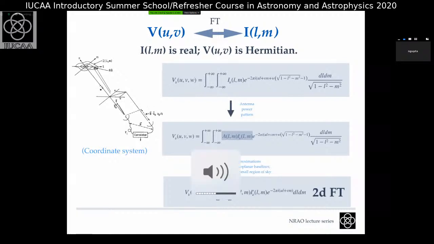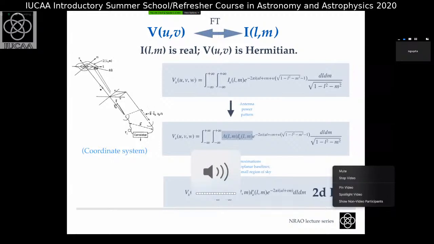And this expression, under certain approximations, can be completely reduced to a 2D Fourier transform. And those approximations are, for example, if I am having coplanar baselines, which means that all the baselines have only U and V, W is set to 0. And another approximation could be that I am measuring only a small region of the sky. I am imaging only a small region of the sky. In that case, this l squared plus m squared is much, much less than 1.